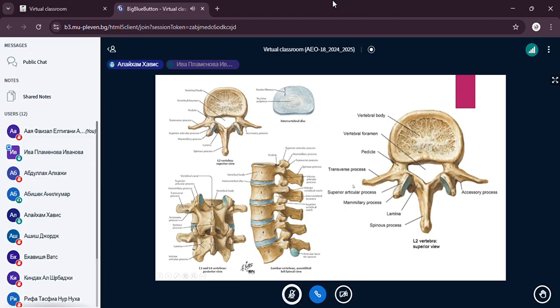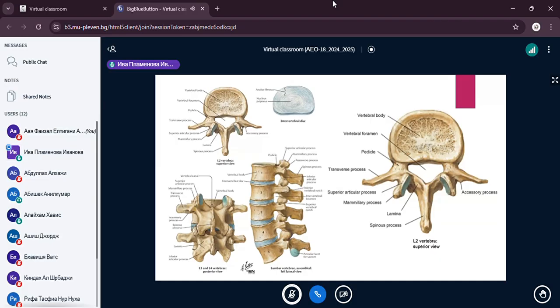Professor? Do we have to memorize all of this? I tell you the main things. Yes. You should know the difference between the cervical, thoracic, and lumbar vertebrae. For the cervical vertebrae, you should know that there is a transverse foramen on the transverse processes.